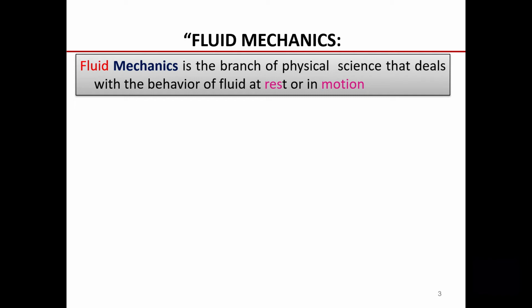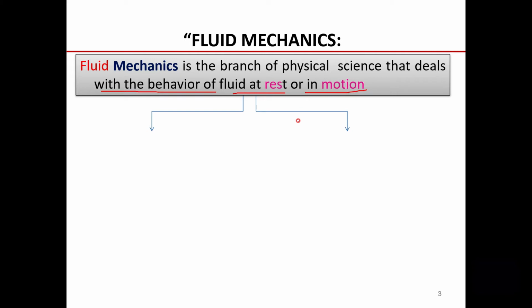So let us first define what we mean by dynamics of fluid flow. Before that, you all know what fluid mechanics means. Fluid mechanics is the branch of physical science that deals with the behavior of fluid at rest or in motion. So in fluid mechanics we usually study both conditions, the rest condition as well as the motion condition.